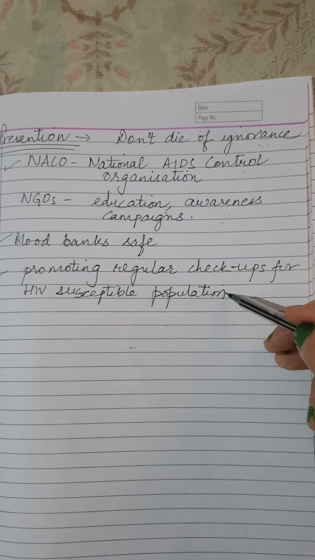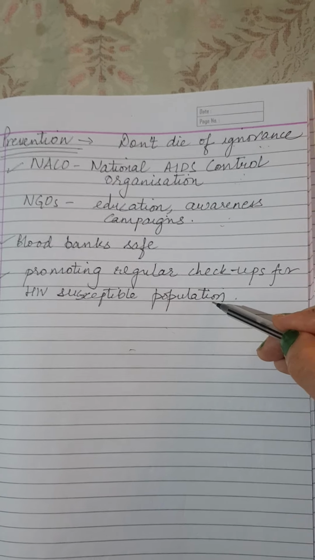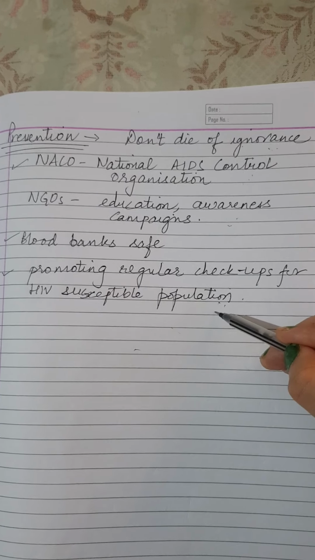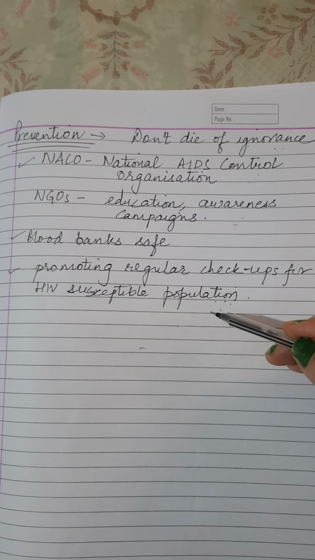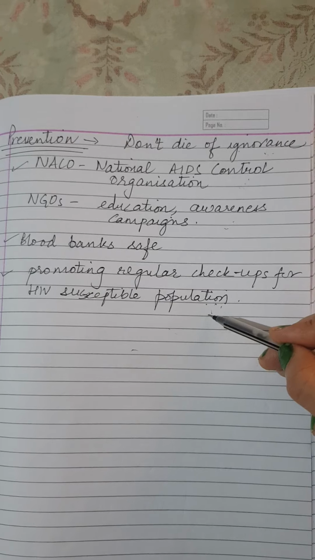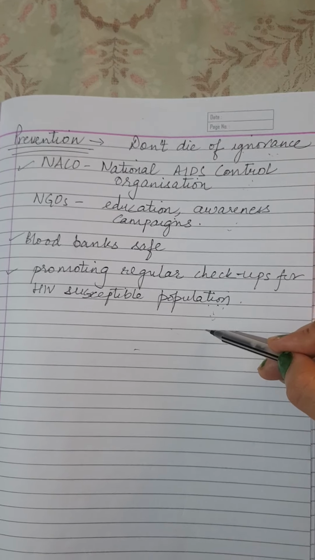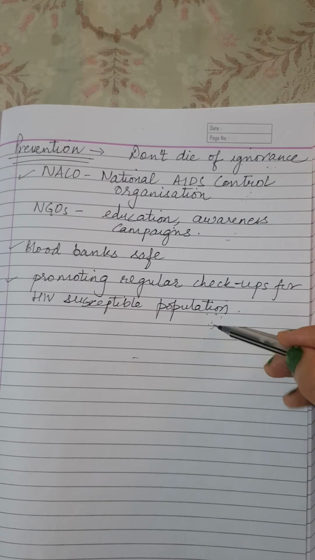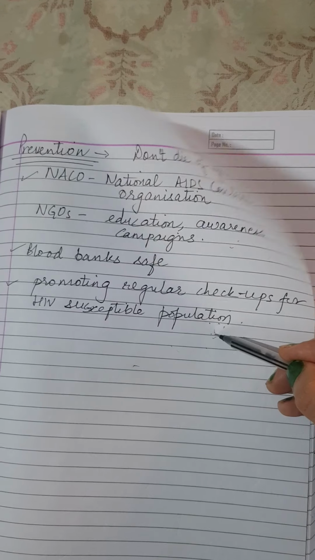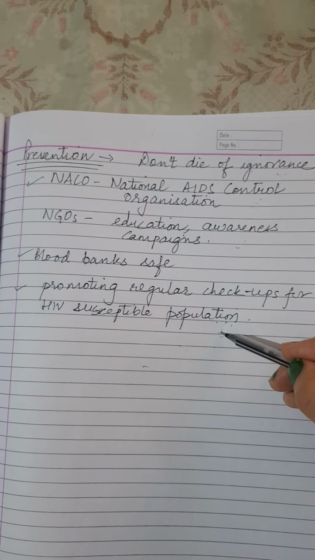The main thing is that transmission is through body fluids, so that should be taken care of. During coitus, different barrier methods should be used if multiple partners are there, to prevent infection through body fluids. Those preventions should always be used.